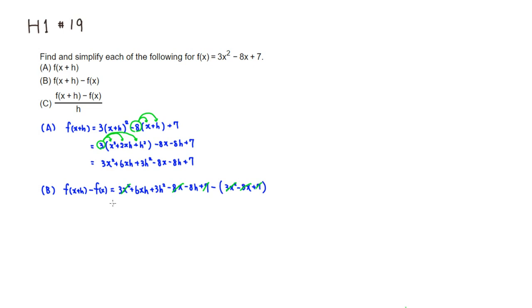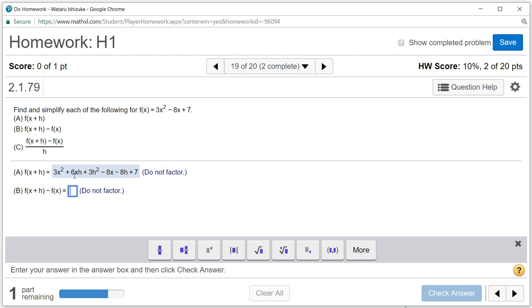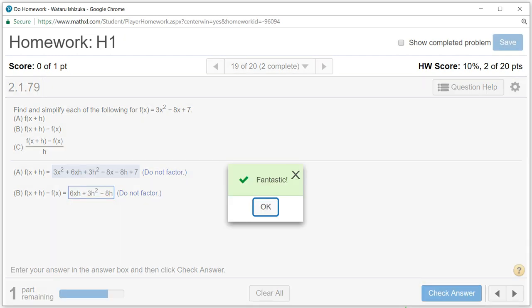Alright, so you can see what's left is going to be, let's circle these guys. You have a 6xh and the 3h squared and the negative 8h. So you have 6xh plus 3h squared and minus 8h. Alright, so let's type this guy in. So what we got was 6xh plus 3h squared and minus 8h. Alright, so let's check the answer. So we got that.